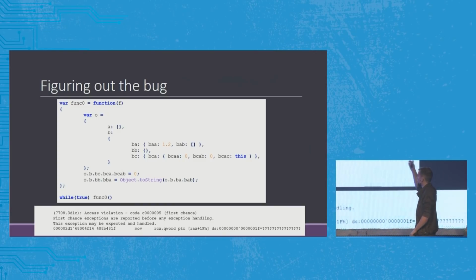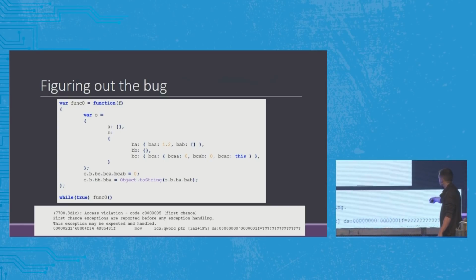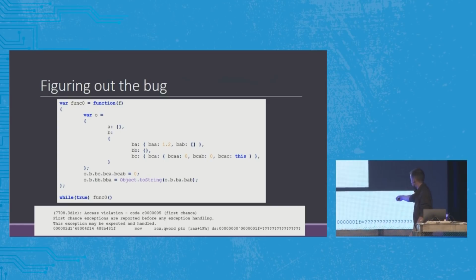Other things are going to be arrays or empty. Other things are going to be objects. And then it's going to call object.toString on one of these properties. And for some reason, this crashes on what looks like a null deref. You might not be able to see it very well there, but it's what it looks like.